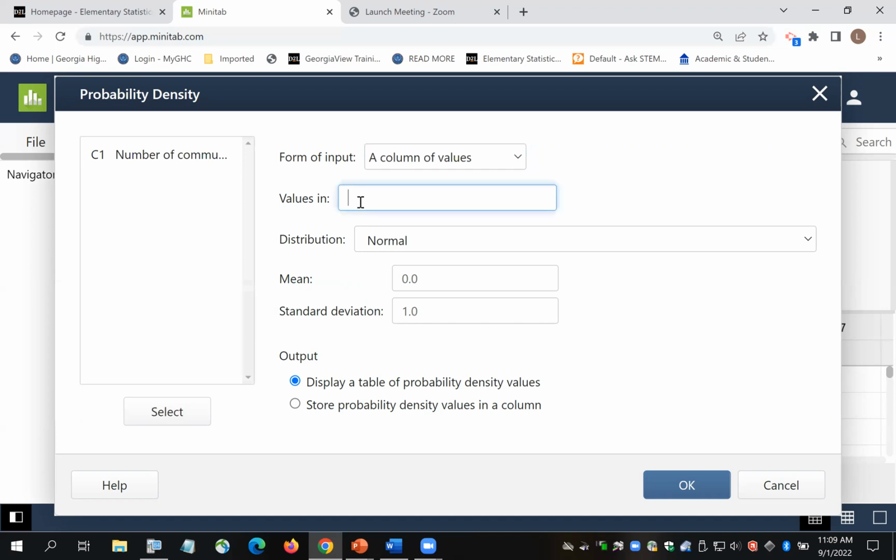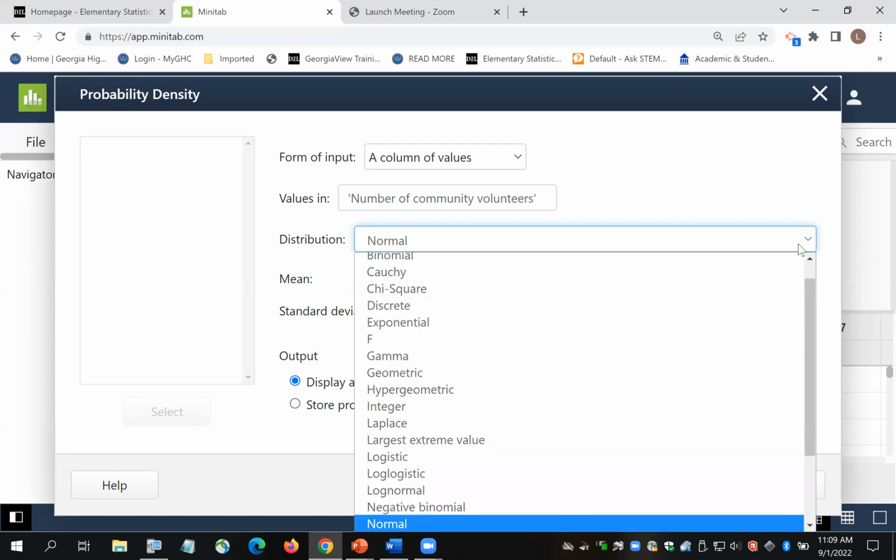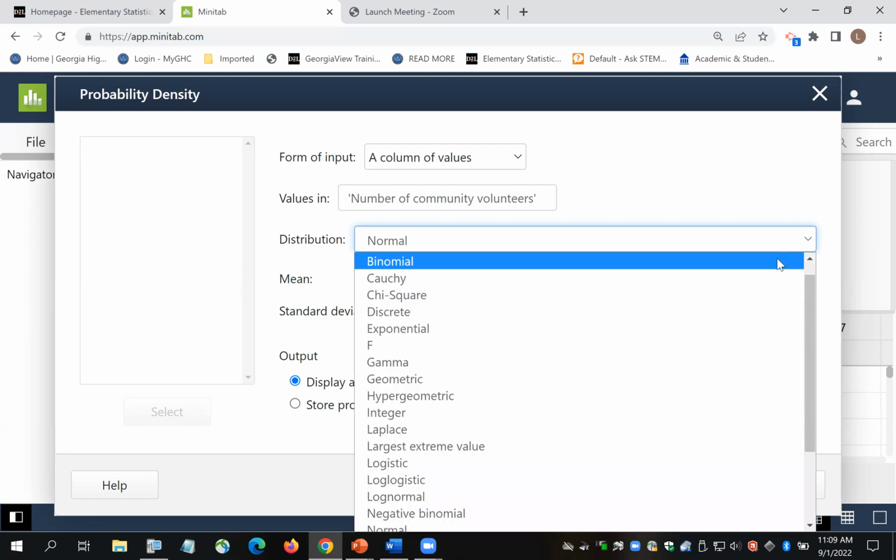Then I have to tell Minitab where the values are located, in what column. We have them in column 1. So I'm going to double click and select it. Then I have to identify the distribution that I want it to calculate, which for us at this point is binomial. If you use the little arrow, it gives you the drop-down menu. Minitab calculates a lot of different ones. We're doing binomial.